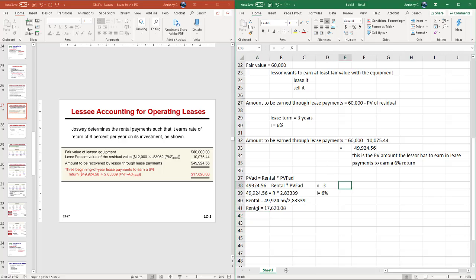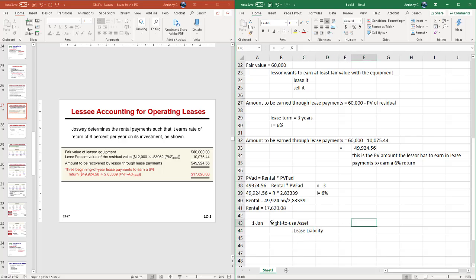All right, so now we've figured out the annual lease payments of $17,620, and we know that the present value of these rental payments is $49,924. So we have all the information we need to record the lease asset and liability and to make that first annual rental payment, which again, these payments occur at the beginning of each year. So on January 1st, we'll record the asset. We'll debit right to use asset as before, and we'll credit the lease liability.